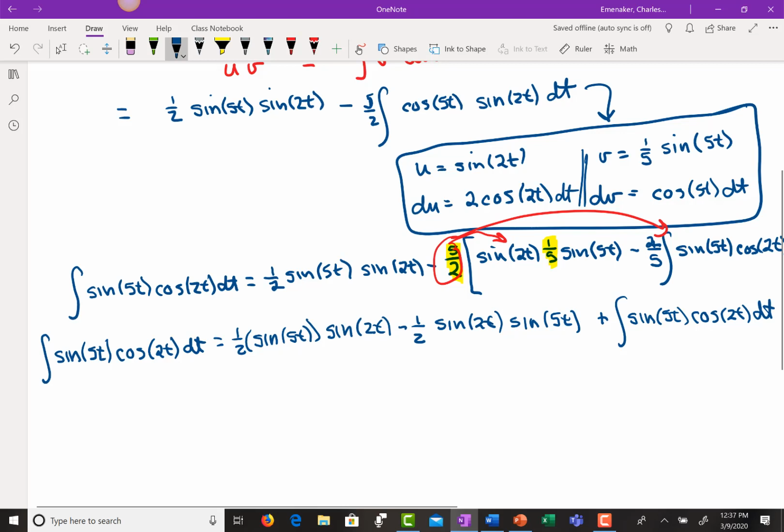Take a look at this term and that term. What is true of those two terms? They're the same, aren't they? Do you see that you have a 1/2 sine 5t sine 2t, a 1/2 sine of 5t sine 2t? I know they're switched around, but the commutative property lets us swap it. So we have something minus the same thing. What happens to those two? They cancel, don't they? This and this cancel.